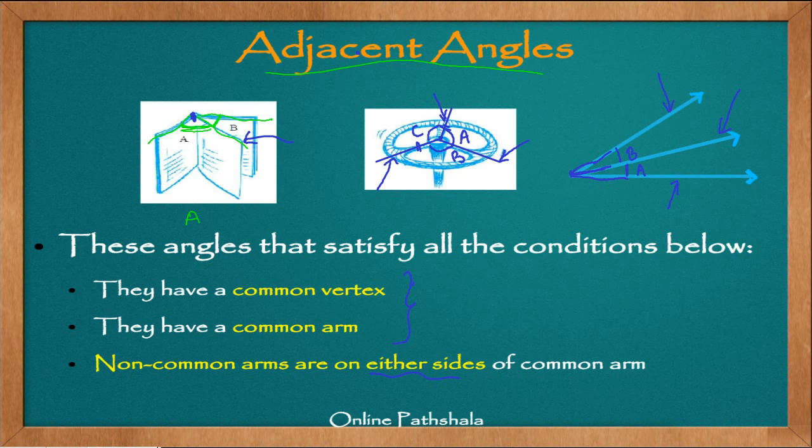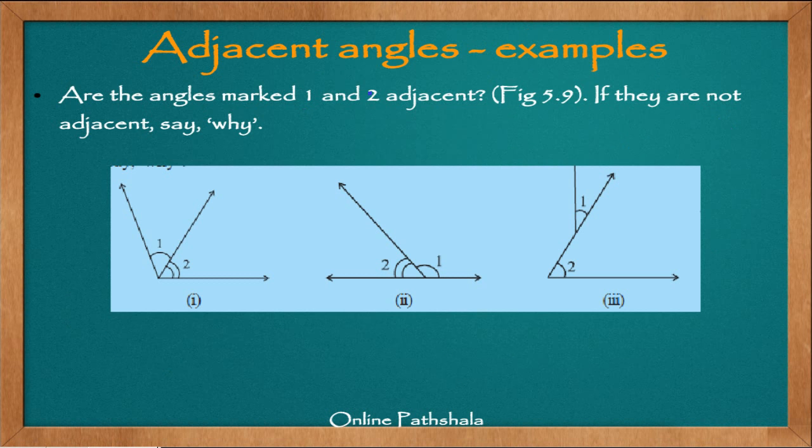Now let us look at a few examples involving adjacent angles. The question here is, are the angles marked 1 and 2 adjacent in the following figure? If they are not adjacent, say why; we are supposed to give the reasons. Let us start with figure 1. This is our angle 1 and this is our angle 2. How do we know whether these angles are adjacent or not? We have to refer to the mathematical definition, the three conditions that we discussed earlier when we came up with the definition of an adjacent angle.